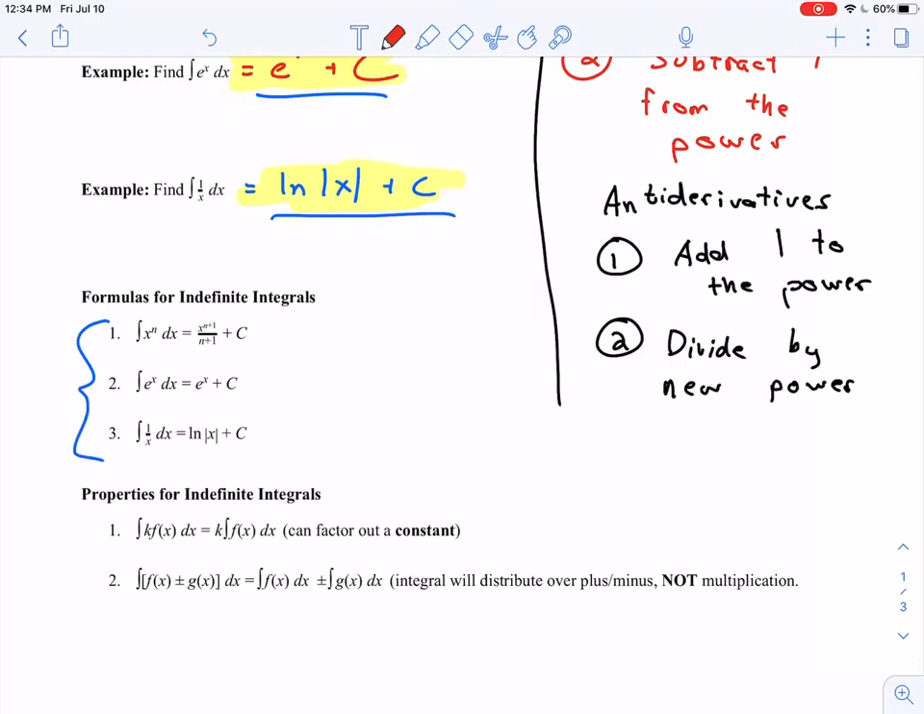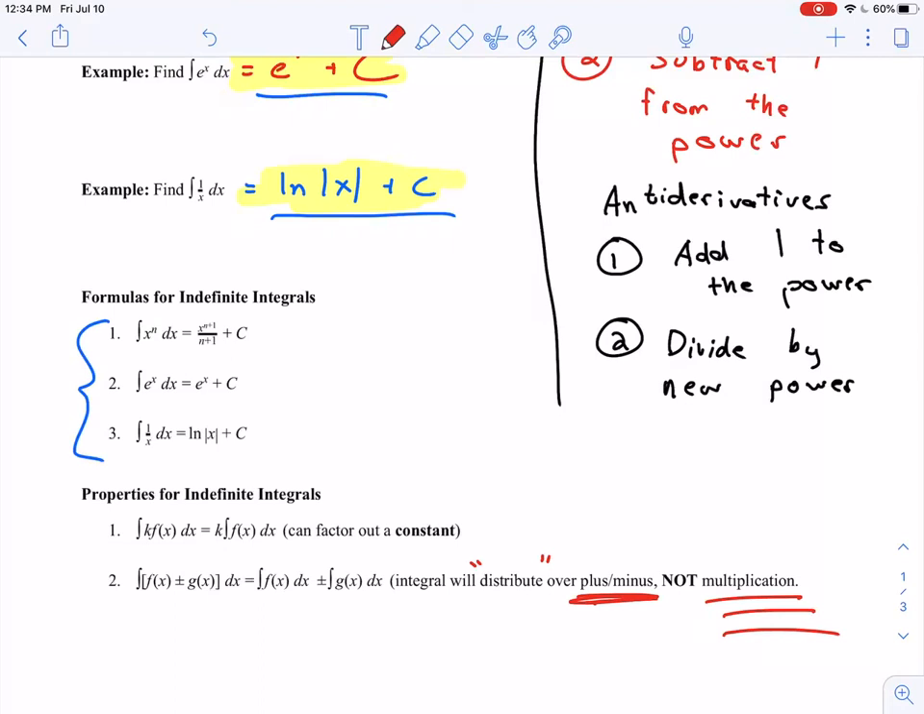The second is that integration will quote-unquote distribute over addition and subtraction, not over multiplication. So if I want to, I can take this one single integral. Here I'm integrating f of x plus or minus g of x dx, and I split that up. I can say, well, that's the integral of f of x dx plus or minus the integral of g of x dx. I'm taking this integral and applying it to each function separately. Again, the thing I'll note here is that it will distribute over addition and subtraction. It will not distribute over multiplication.